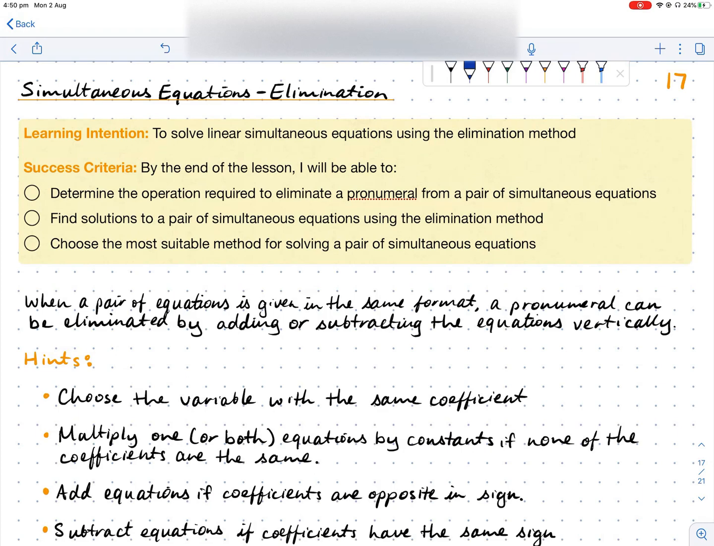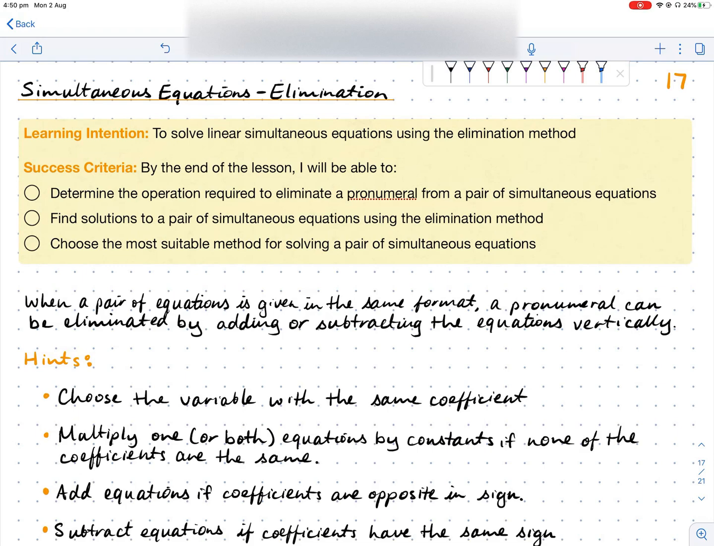So when we want to use elimination, we want to be looking at a pair of equations that are given in the same format. Okay, so if it's the x and the y's together and the number on the right-hand side, we want the equation to look like that. Or if we've got an x on one side and then y and a number on the other side, we want the other equation to mirror that as well.